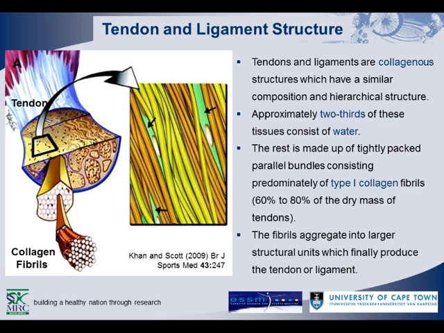Looking at the structure of both tendon and ligaments, they are very similar, and they are mainly collagenous structures and are composed primarily of water and tightly packed parallel bundles consisting predominantly of type 1 collagen. These fibrils aggregate into larger structural units, and they finally produce your tendon and ligaments.